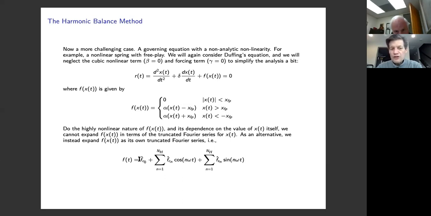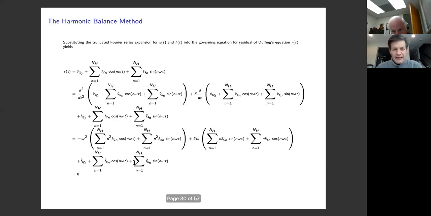We don't know yet what the coefficients are for this Fourier series. This is now a new set of Fourier coefficients that we're going to have to solve for. But this is the first step. We assume that it can itself be expanded in a Fourier series. And so if we now substitute these expansions for both x of t and f of t into the governing equation, we end up with the following expression here.